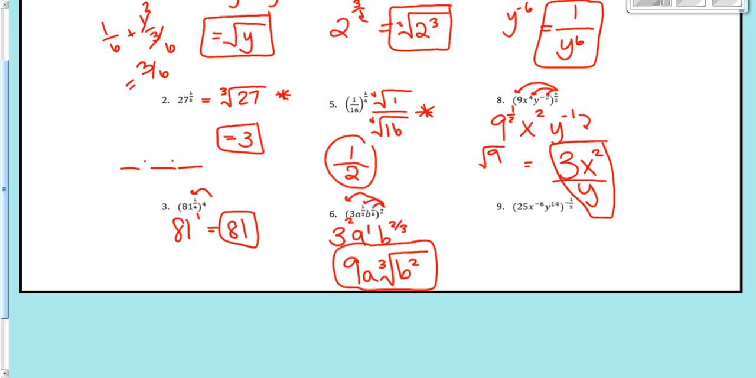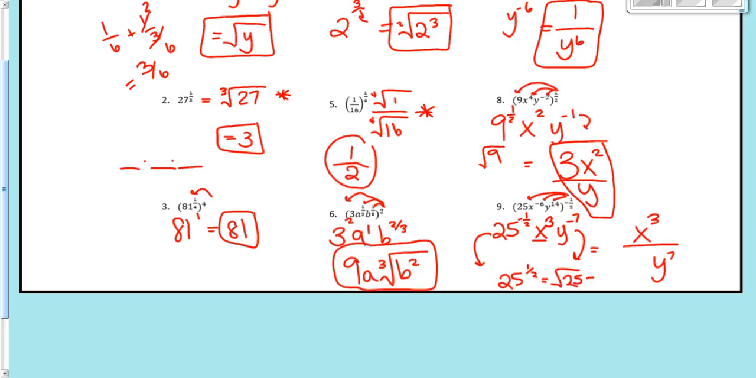Last one, number 9. We're distributing this -1/2 exponent to everybody. So I've got 25 to the -1/2, x to the +3, because it was a negative, and y to the -7. Okay, well, if I talk about the flipping first, I know that x to the 3rd is the only thing that's going to stay on top. We have x to the 3rd on top, y to the 7th on bottom, because it's flipped down. 25 to the -1/2 is going to flip down as well, right? 25 to the 1/2. But I know that that's just the square root of 25, which furthermore, we know it's just 5. And that'd be my answer there. All right, let me know if you have any questions about those 9.